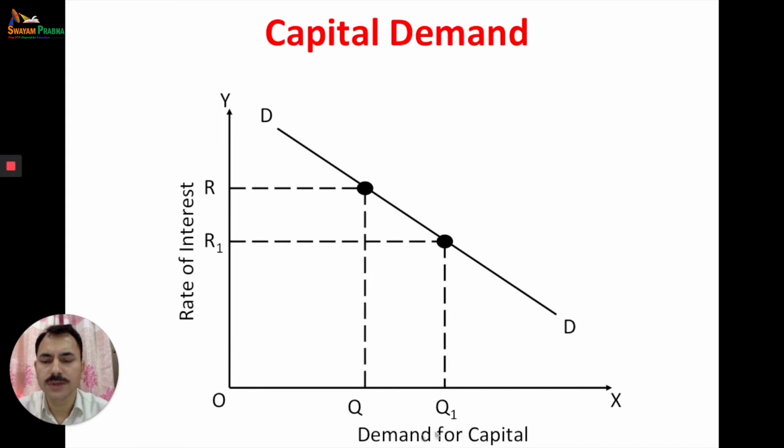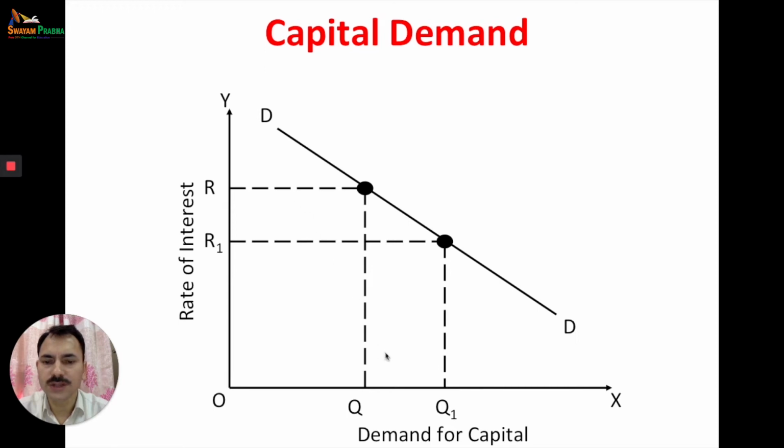On the X-axis we have demand for capital, and on the Y-axis we have the rate of interest. DD is the demand curve, and I have already stated that there is an inverse relationship between quantity demanded or demand for capital and rate of interest. It means the higher the rate of interest, the lower the demand for capital. Say OR is the rate of interest. When the rate of interest is OR, the demand for capital is only OQ. As the rate of interest decreases from OR to OR1, the quantity demanded or demand for capital increases from OQ to OQ1.